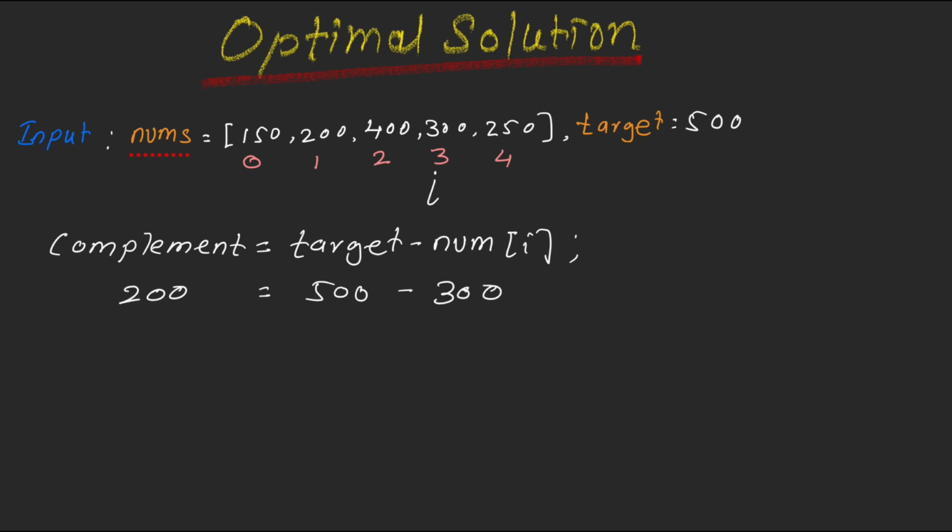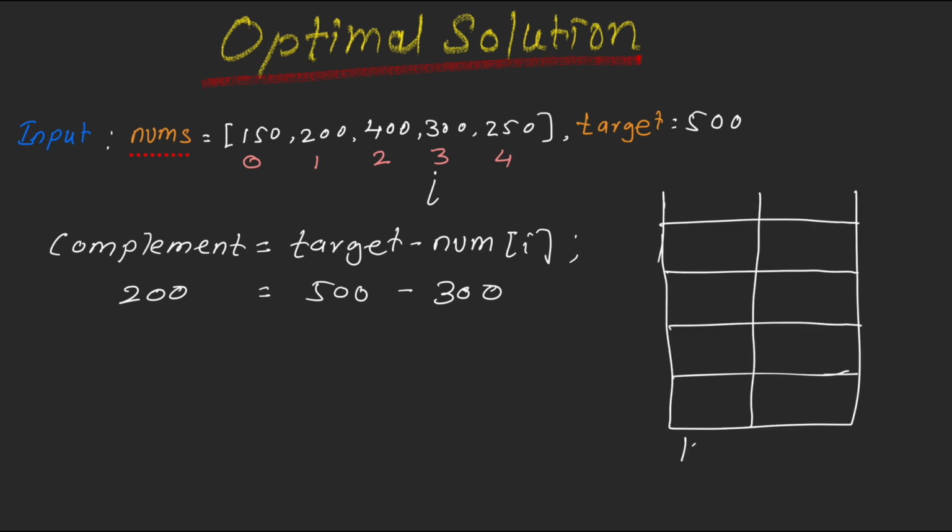To check if the complement exists and where it is, we would use HashMap data structure. Using HashMap is like having a lightning fast lookup system to store and instantly check if something exists and its associated information.